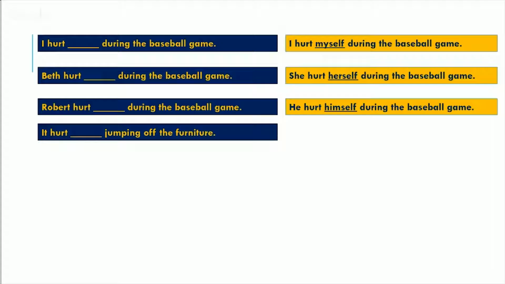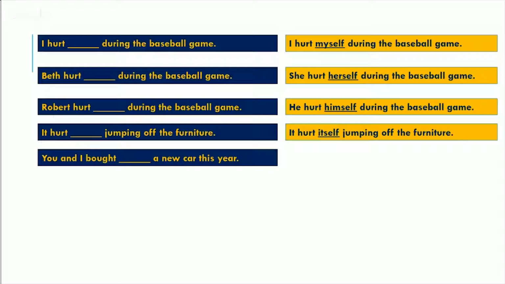Let's look at the next one. It is like an animal or a pet. It hurt blank jumping off the furniture. It hurt itself jumping off the furniture. Mariela says it hurt itself jumping off the furniture.